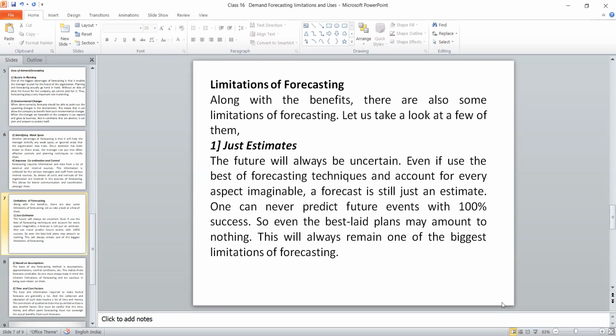Why? Because if the unforeseen happens, nothing can be done in the business. One can never predict the future 100% correctly. So even a best laid plan can amount to nothing. This will always remain in mind and is the biggest limitation of forecasting. It is only an estimate. It is guesswork. It is only a projected value, not actual. So perfection will not be there.